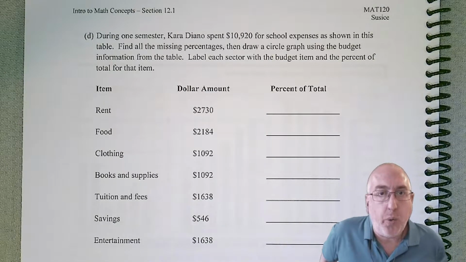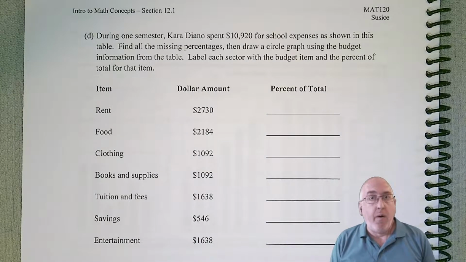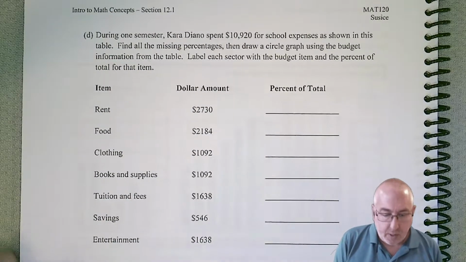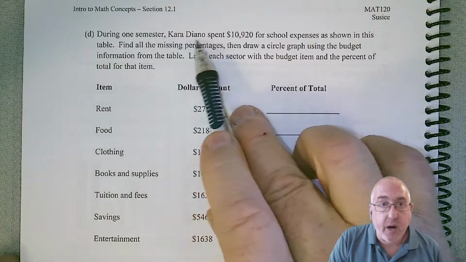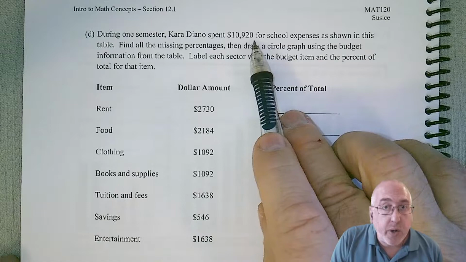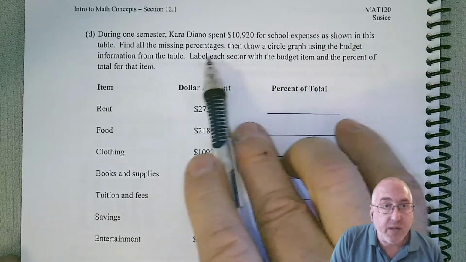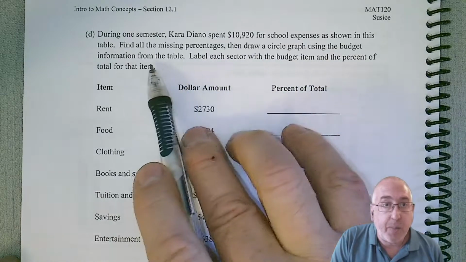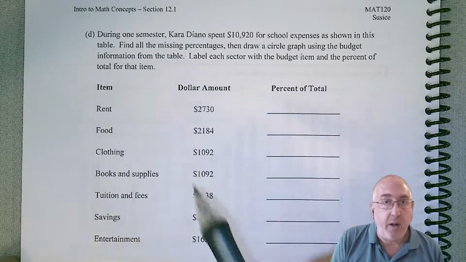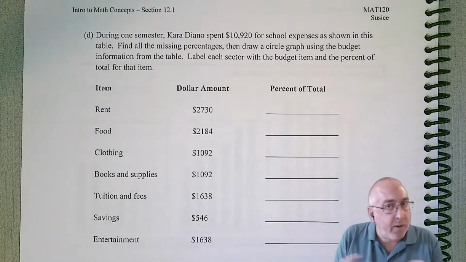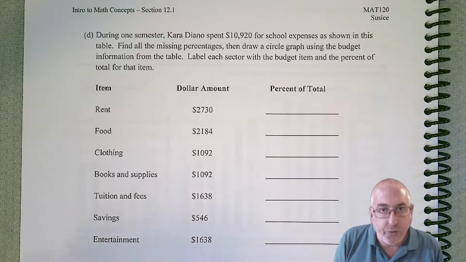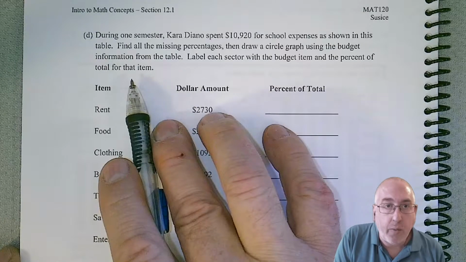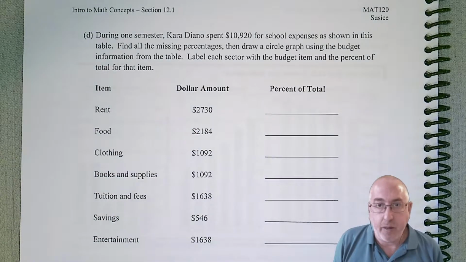So again, we are on the last example for section 12.1. So we're going to be getting into pie charts now. So it says, during one semester, Caradiano spent $10,920 for school expenses as shown in this table. Find all the missing percentages, then draw a circle graph using the budget information from the table. Now again, circle graphs and pie charts, they're kind of synonymous with each other, so don't let that confuse you. Label each sector with the budget item and the percent of that total for that item.